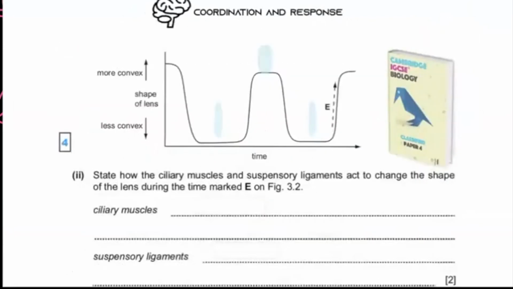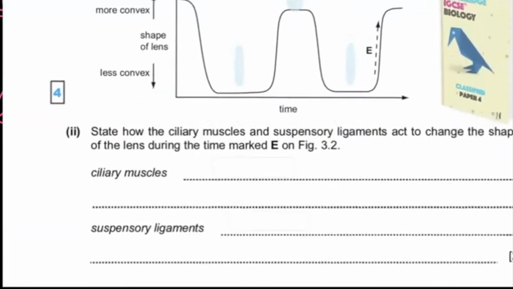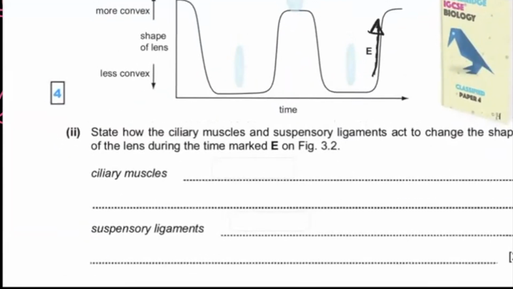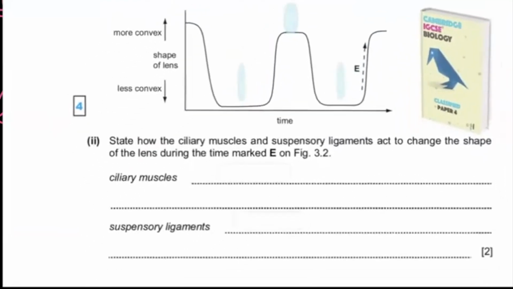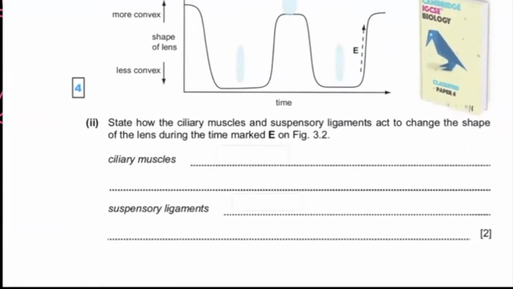What about here? This is on the diagram, how the ciliary muscles and suspensory ligament act to change the thickness of your lens. Again, part E, you see part E, he's getting his lens thicker, right? So what's happening to the ciliary muscles? Ciliary muscles now are contracting, right? And when the ciliary muscles contract, the ligaments will become loose, slackened.